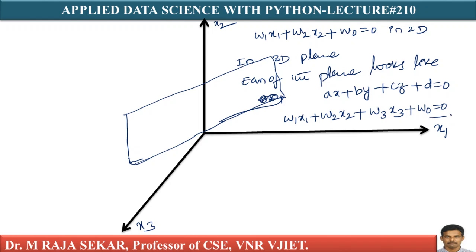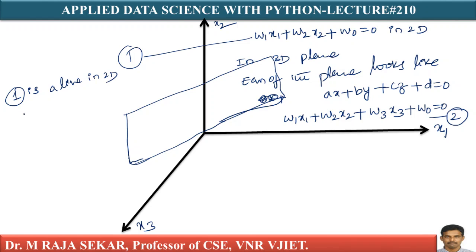Let me say this is the second equation. This is the first equation, isn't it? Now, what is the first one? I can write that one is a line in 2D, two-dimensional space. Whereas 2 is a plane in 3D. Can I say like this? This is simple and straightforward. The equivalent idea of a line in 2D is a plane in 3D.